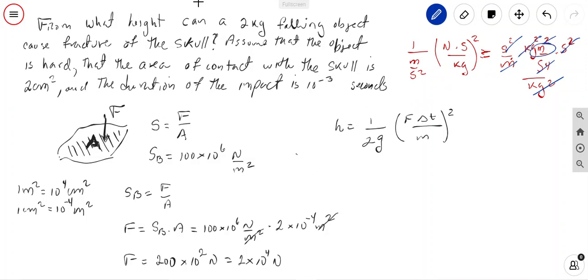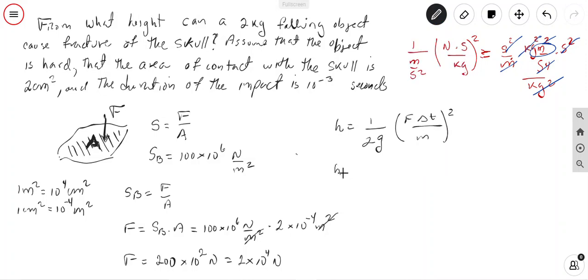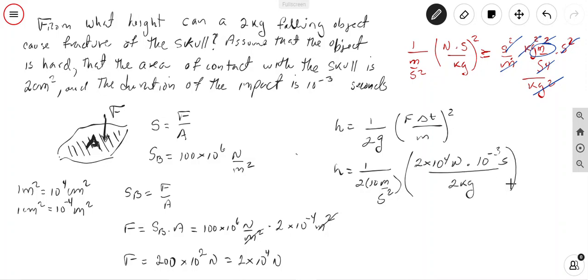So now we can replace the variables by the values. We have that h is equal to 1 over 2 times 10 meters per second squared. Let us take the gravity equal to 10 meters per second squared, times the force, which is 2 times 10 to the 4 newtons, times delta T, which is 10 to the negative 3 seconds, divided by the mass, which is 2 kilograms. And all this is squared.